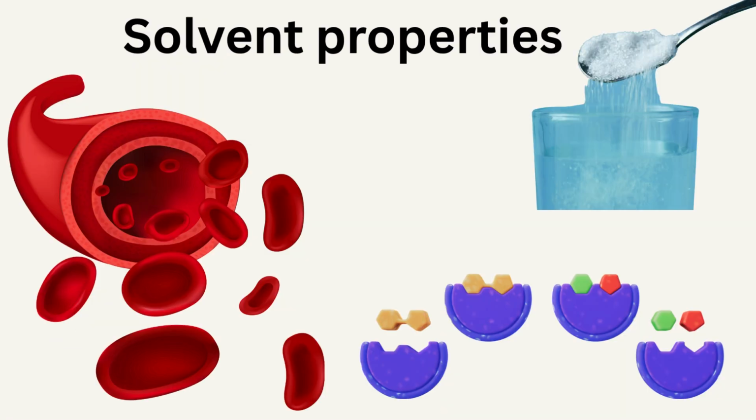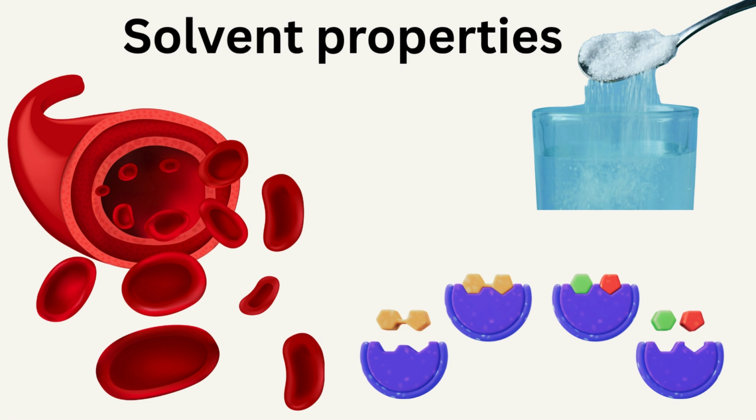Water is often called the universal solvent. It dissolves more substances than most liquids. That's because polar water molecules surround and separate ions or other polar molecules. So therefore, a wide variety of hydrophilic substances are dissolved in water.